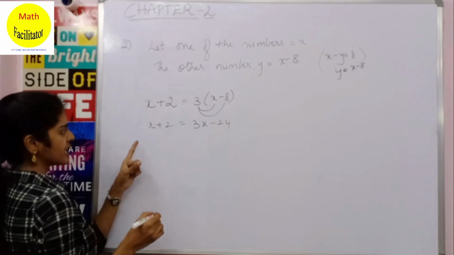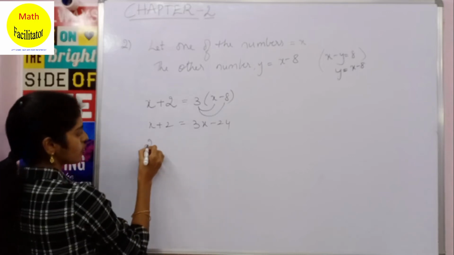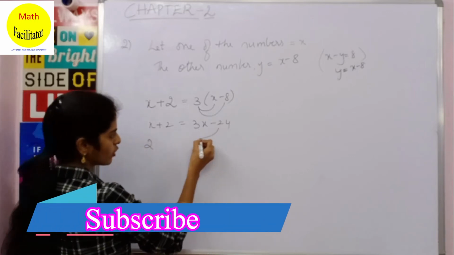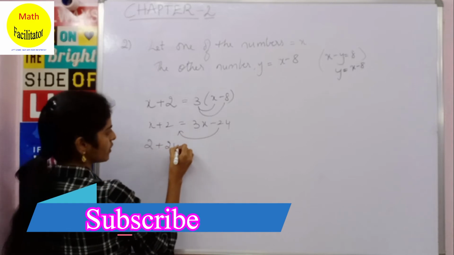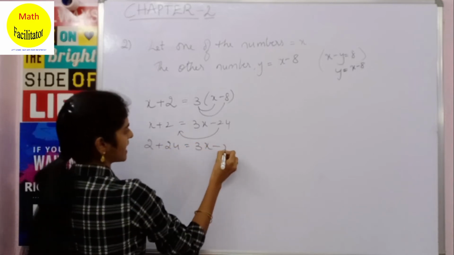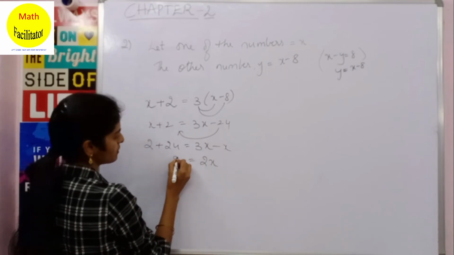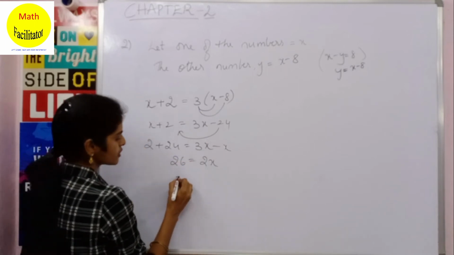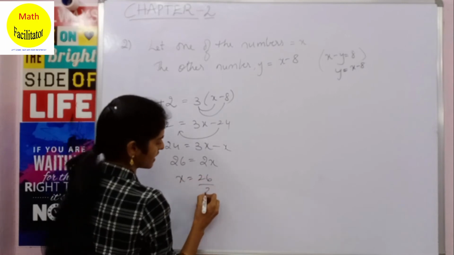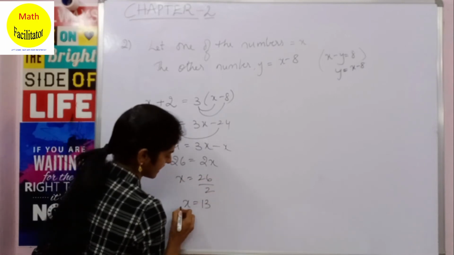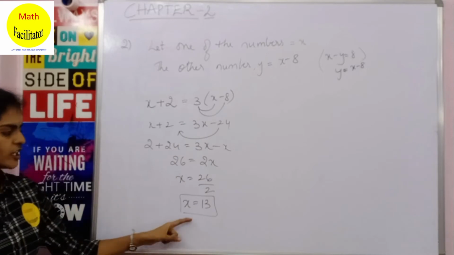Now take all x terms to one side. So 2, now taking 24 to this side, it is 2 plus 24 is equal to 3x minus x. So 3x minus x is 2x and 24 plus 2 is 26. So x is 26 divided by 2, so x is 13. Clear? So the value of x is 13.